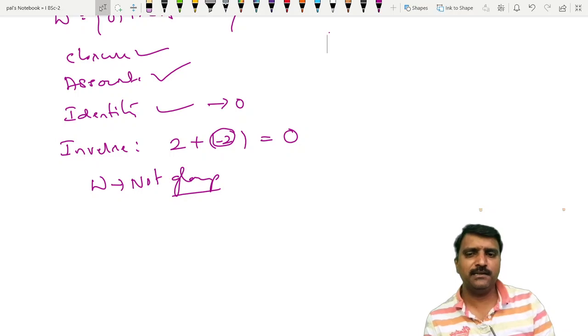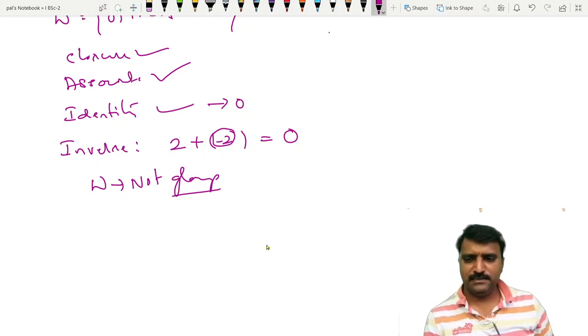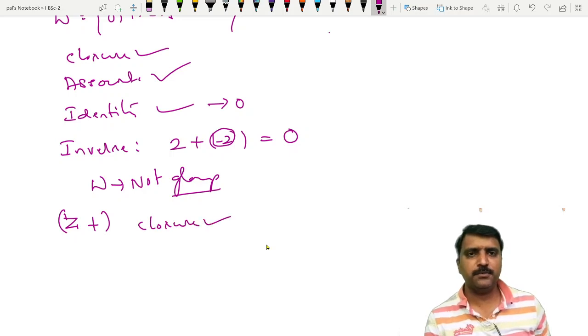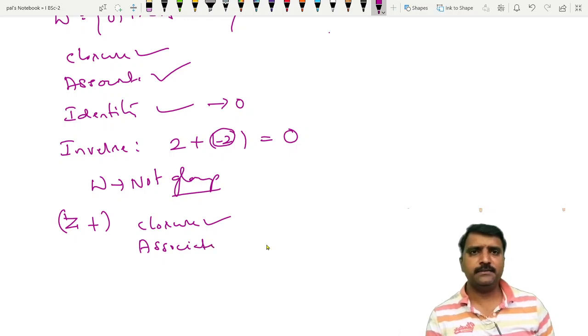Next ಯಾವ ತಗೋಣ? You take integers. So take integers with respect to addition. Yes, clearly integers are closed. So they are satisfying closure property. So they are associative. Definitely they are associative. You can check the associative property in case of integers. And identity element 0 ಇರಬೇಕು, 0 ಇದೆ. So they are satisfying identity property also.